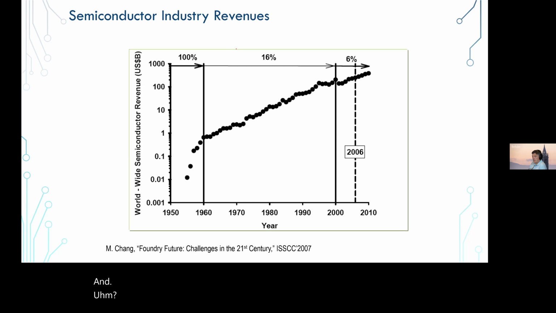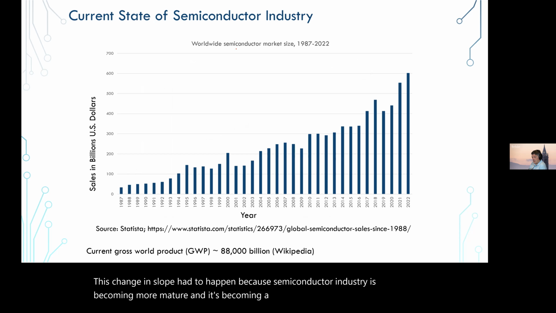This change in slope had to happen because the semiconductor industry is becoming more mature and is becoming a larger fraction of the gross world product.